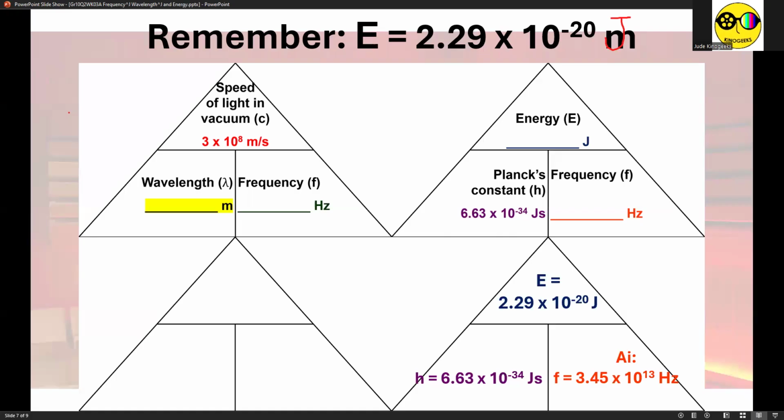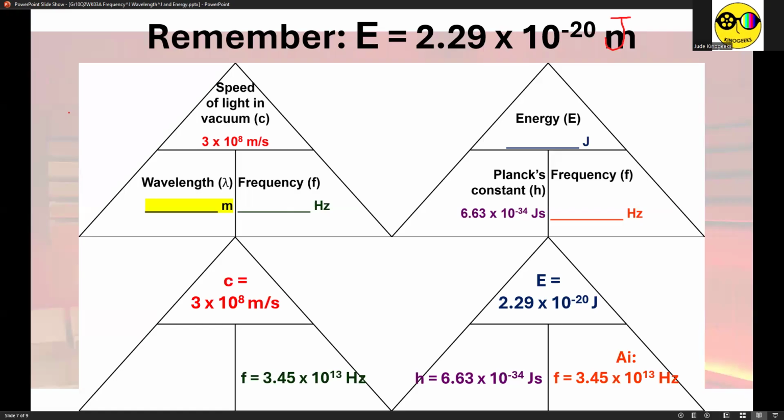Now, the next property that we must calculate is the wavelength. We know that frequency is the only repeating quantity in both pyramids, so we copy directly the frequency that we solved a while ago. The constant now is the speed of light in vacuum, 3 times 10 raised to positive 8 meters per second. And wavelength is the last entry in our pyramids.